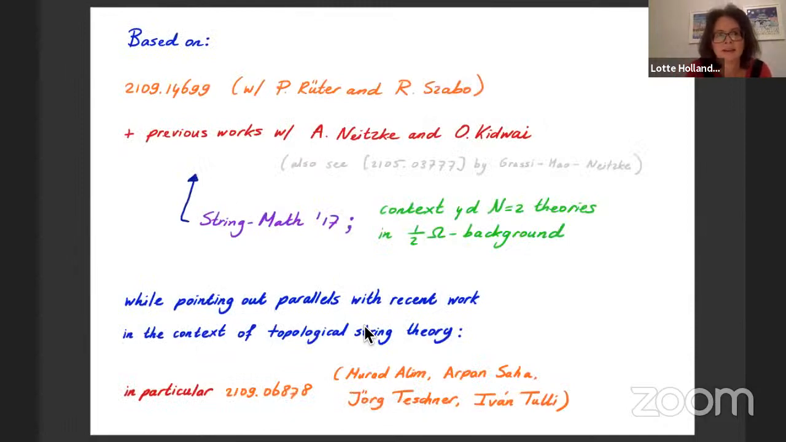So this talk is based on a paper that appeared about 2 months ago with my colleague Richard Sabo and our student Philip Ritter. It is also based on previous works, especially with Andy Neitske, and a lot of discussions with Andy, as well as a paper with my former student Omar Kipai.